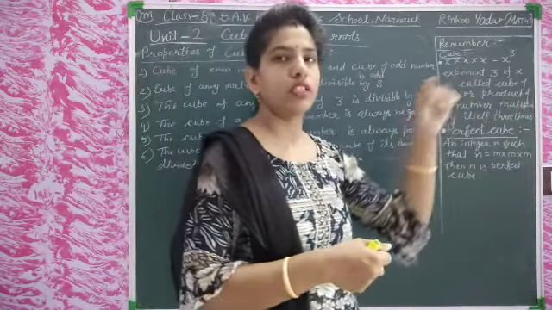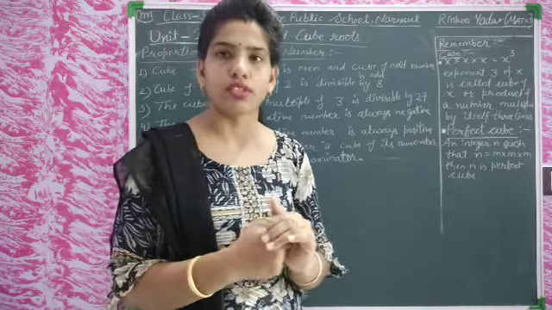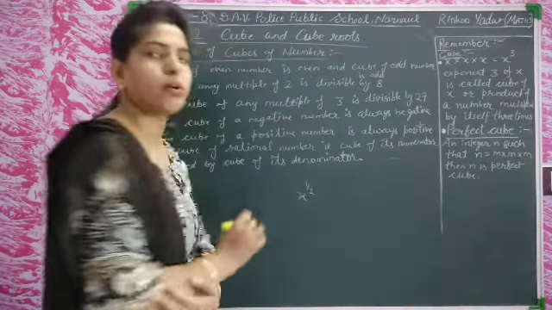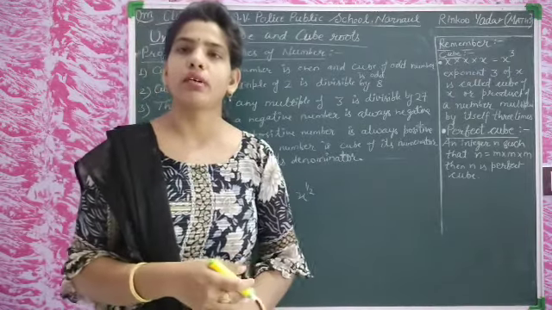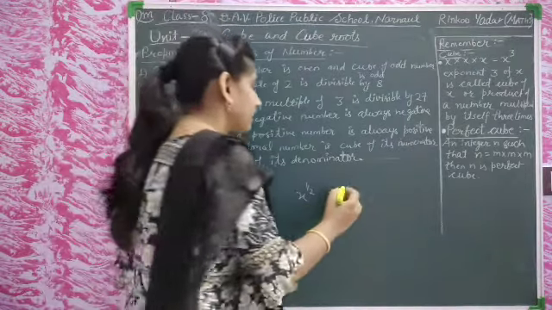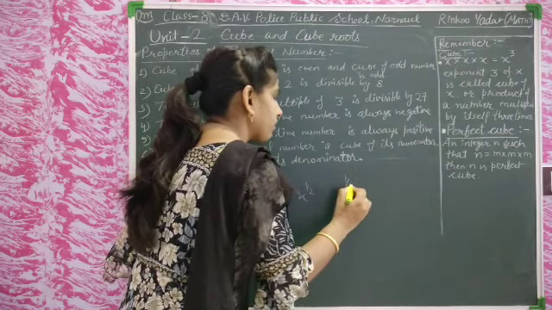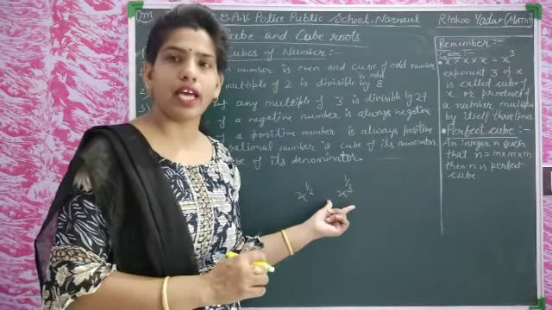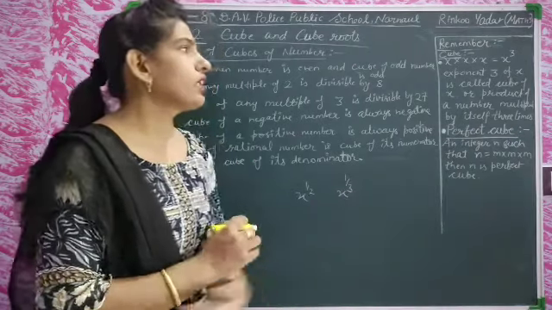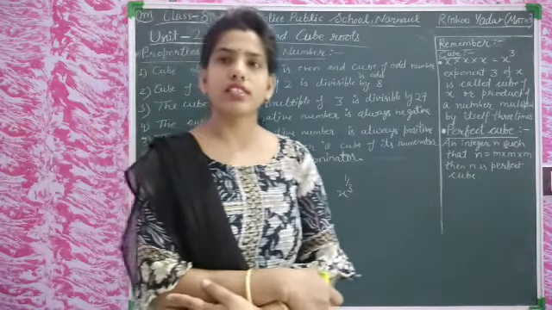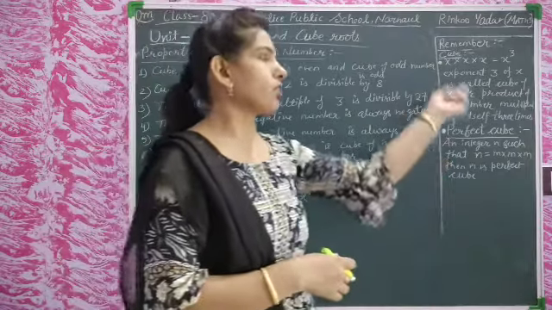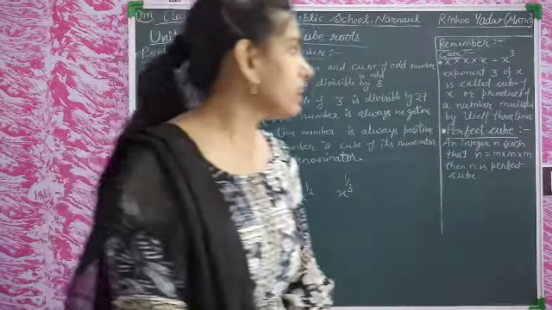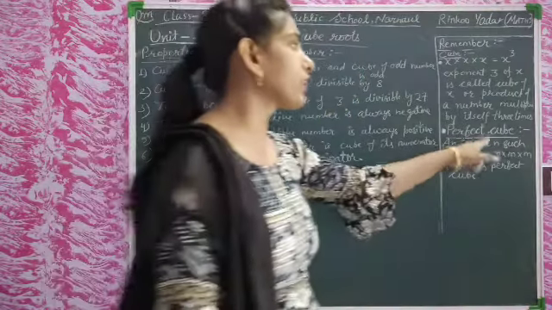Square root is the power 1 by 2 of any number. But in cube roots, the power is 1 upon 3. This is the cube root of any number. Today I will discuss cubes only. So, that is the definition of cube. Now, there is a point: the perfect cube.